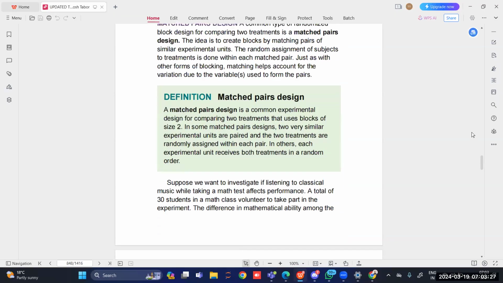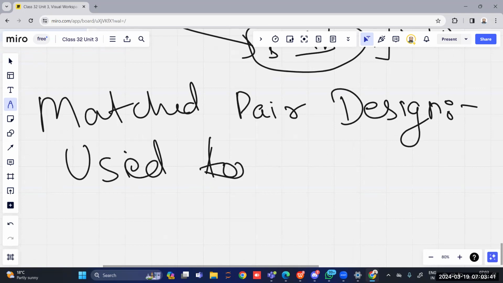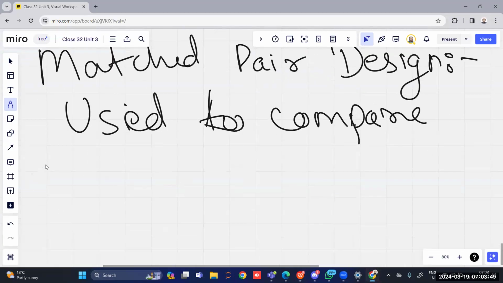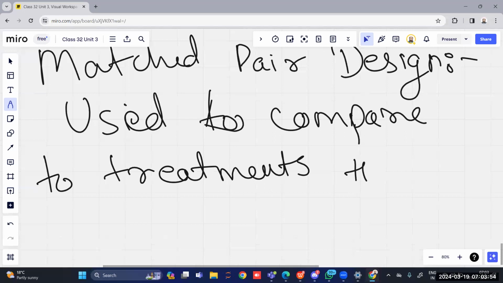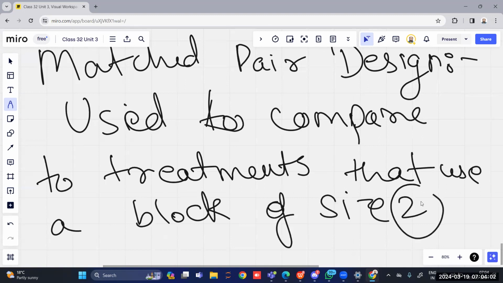A matched pair design is a common experimental design for comparing two treatments that uses blocks of size 2. So it is generally used to compare two treatments that use a block of size 2. How much is the size 2? It means in a block there must only be two experimental units. That's the main thing here.